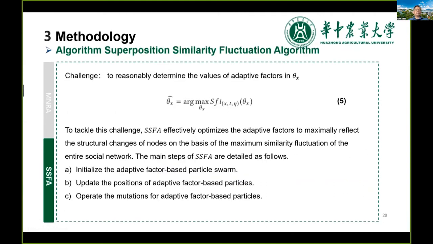However, in order to obtain the maximum superposition similarity fluctuation index SFI, we face the challenge of reasonably determining the value of the adaptive factor in set X. To address this challenge, the superposition similarity fluctuation algorithm solves the optimization problem through the following steps: initialize the adaptive factor particle swarm, update the position of adaptive factor based particles, and operate the mutation for adaptive factor based particles.